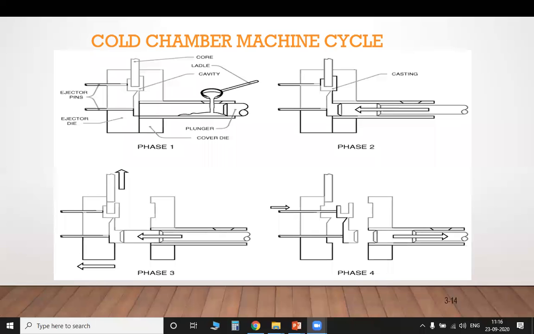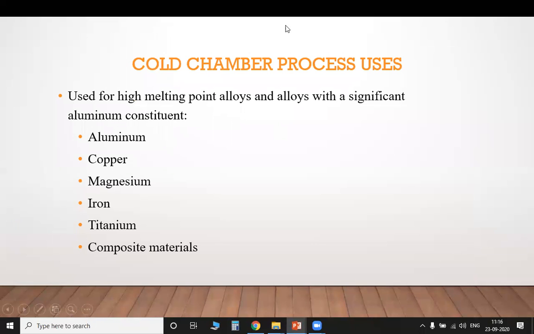Here, the molten metal which was melted outside is going to be taken and put into a part, and pushed in under high pressure. Clear? So the cold chamber process is used for high melting point alloys and alloys with a significant aluminum content.